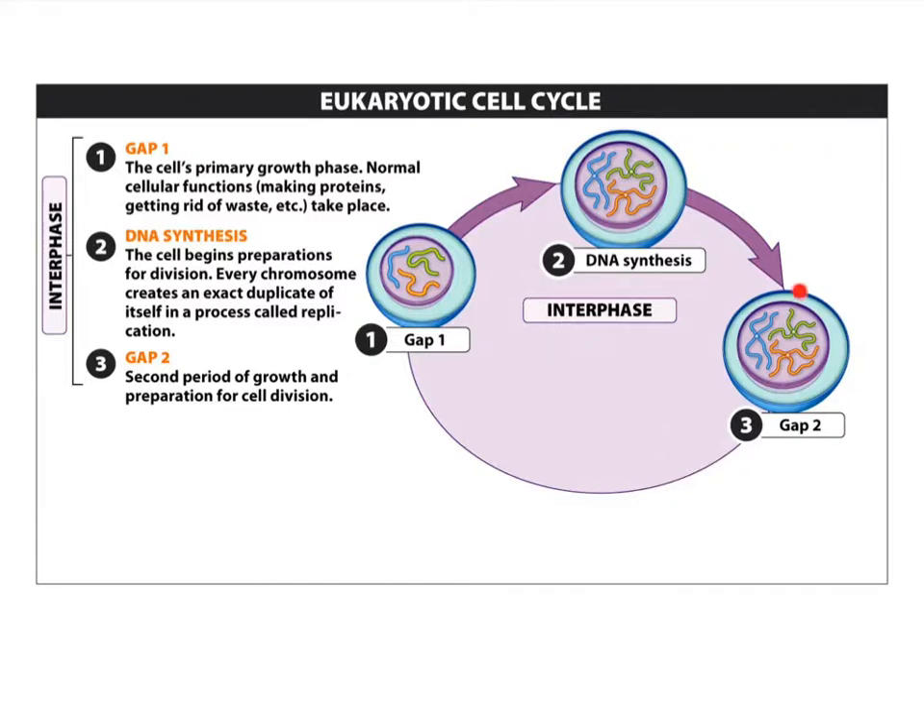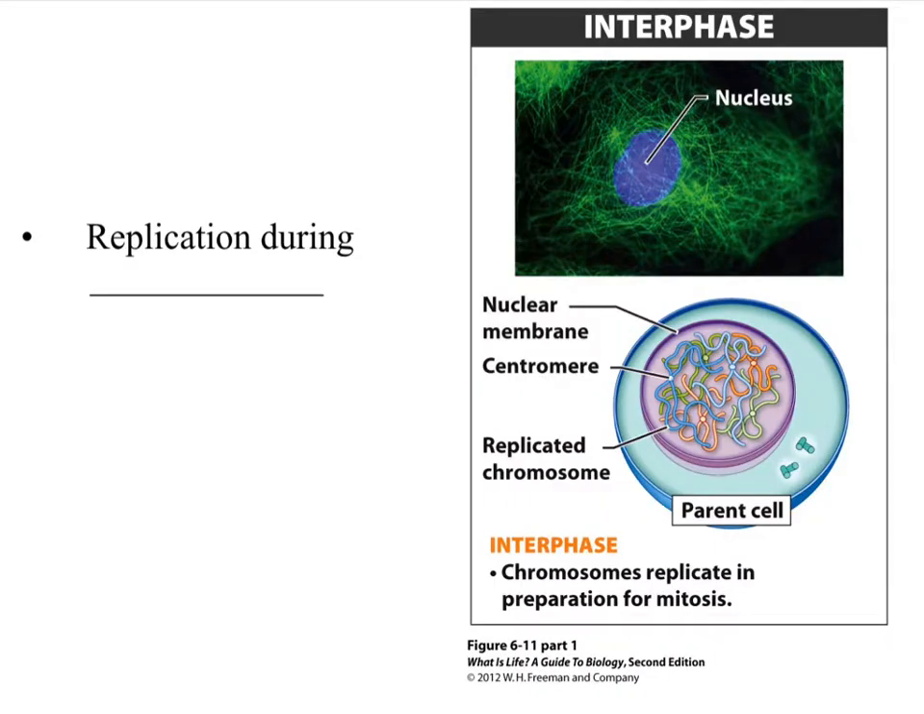The last part of interphase is G2 or gap 2. This period of growth is preparing the cell for division. So it doubles all of the cytoplasm, increases the number of organelles, and just gets ready to divide. So it's very important that you guys remember this replication of the DNA producing sister chromatids occurs during interphase, before mitosis even gets started. So replication occurs during the S phase, or synthesis phase, of interphase.